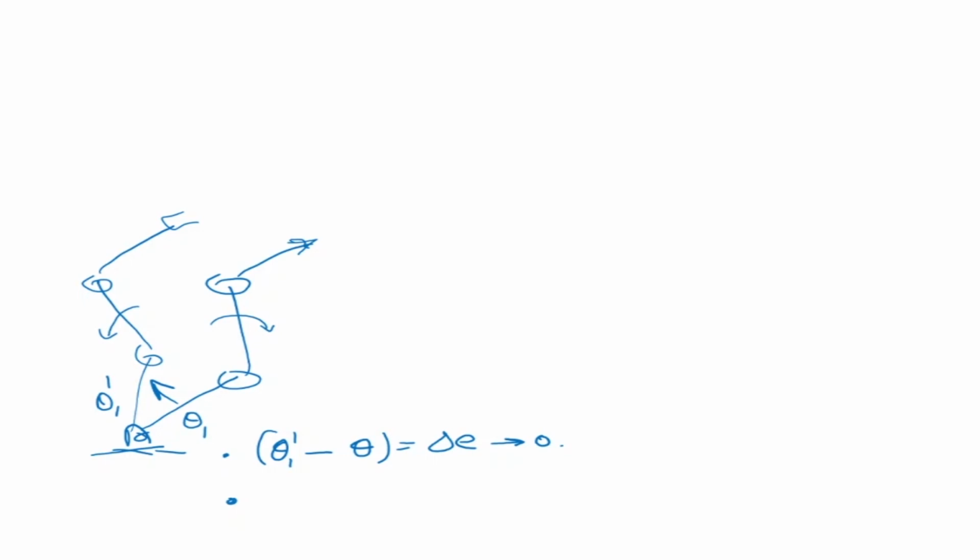Similarly, the controller is disturbed for all the joints also. Okay. Now this is what makes robot control very, very difficult. Now there are a couple of terms we'll need to look at first.